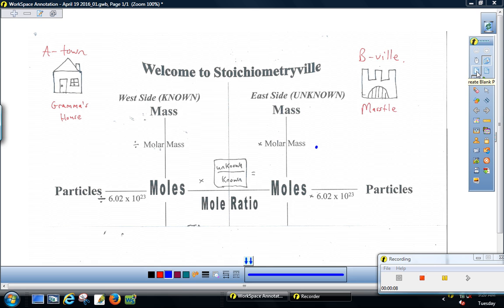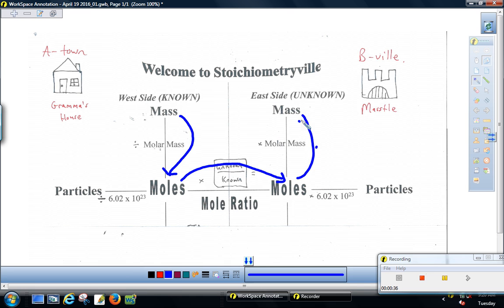Alright, so let's do a combustion problem. This is a review of our process. We're going to do a mass-to-mass limiting reactant problem. We take the mass of one reactant, divide by the molar mass to convert into moles, multiply by the ratio of how many moles of product we can make from how many moles of the reactant to find moles of product, the unknown, and then multiply by the molar mass of the product to figure out how much of that product can be made.